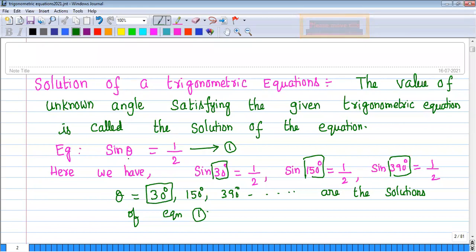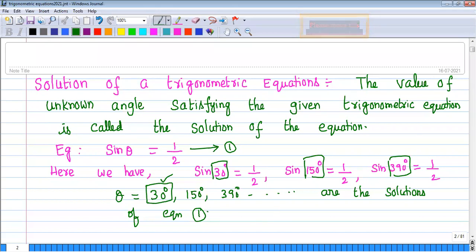That's why trigonometric equations will have two types of solutions. One is known as principal value. The least unknown angle of the trigonometric equation is called principal value. Some other values are known as general solution. That means two types of solutions it possesses. One is principal value, the other is general solution.